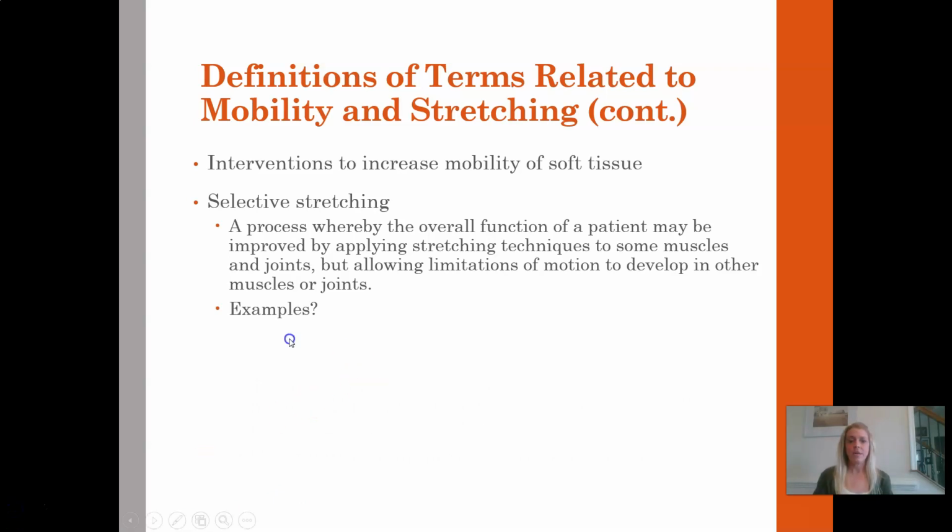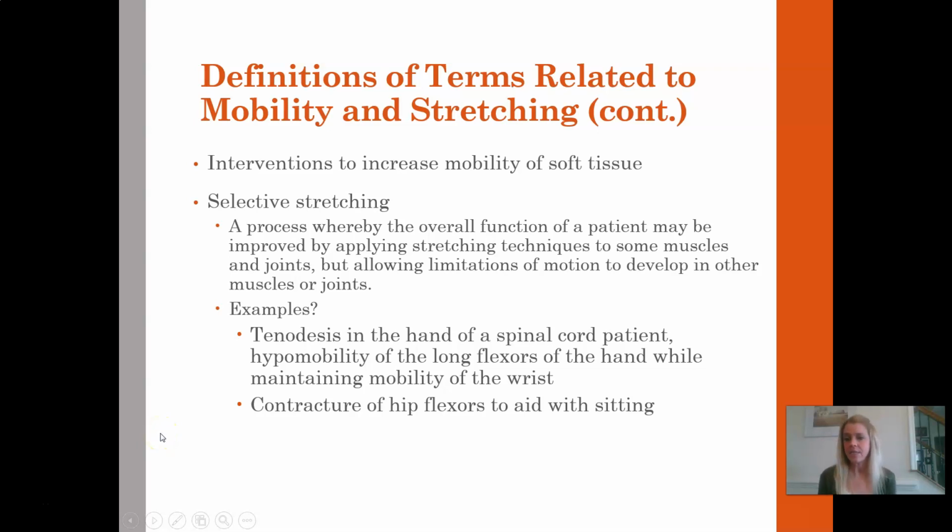So one example of this would be tenodesis action in the hand of a patient who has a spinal cord injury. I don't know if you've ever seen anything like this before, or if you've ever just seen a patient with a spinal cord injury. Typically we're talking a cervical level spinal cord injury, but their hand is sometimes in this position. If you flip your wrist back real quick, what happens is that your fingers will flex automatically. And so sometimes we actually allow the finger flexors to shorten over a period of time, because then that can actually make this hand a little bit more functional for our patient with a spinal cord injury if they've lost the ability to grip with their fingers.